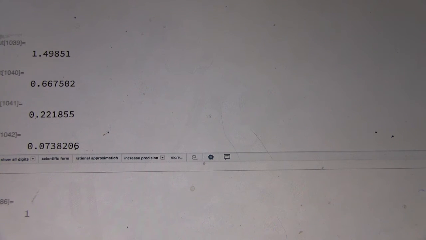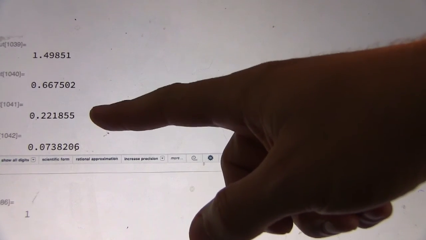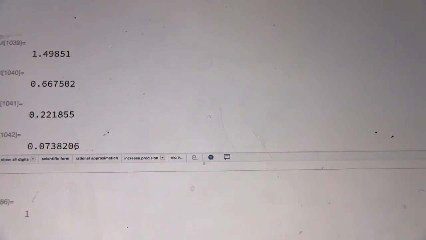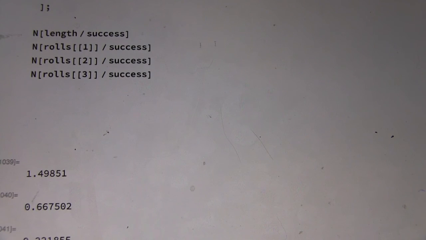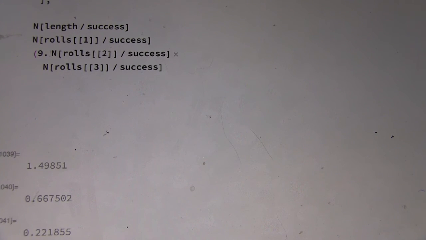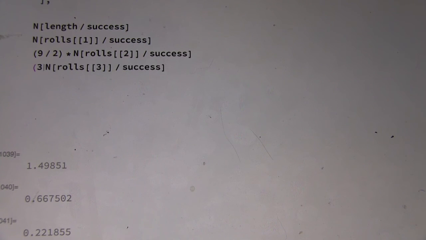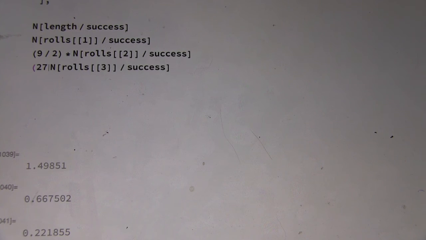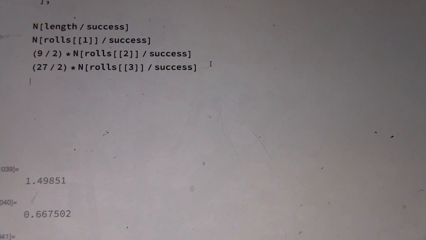So maybe we actually have a geometric series that starts with 2/3. Then this would be 2/9. This would be 2/27. So let's see if we can test that hypothesis. We'll multiply this by 9 halves, and we should get a number close to 1. We'll multiply this by 27 halves, and we'll get a number close to 1, we think. And then to test our hypothesis, let's multiply the next one by 81 halves.